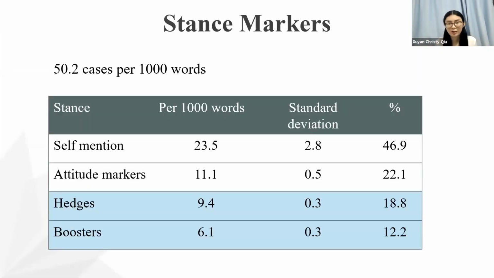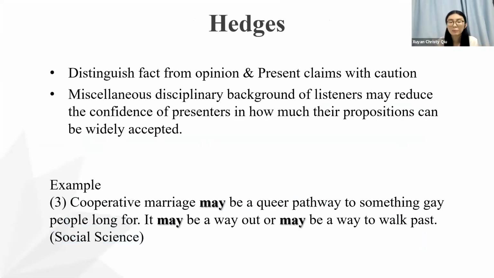Hedges and boosters are not that frequent in 3MT presentations. So this is quite different from what we learn about in research writing. And hedges were used because the presenters intended to distinguish the fact from their opinions or to present the claims with caution. And one additional observation is that the presenters were not quite sure about the background of the listeners, of the audience. So this kind of feature may reduce their confidence in how much their propositions could be widely accepted.